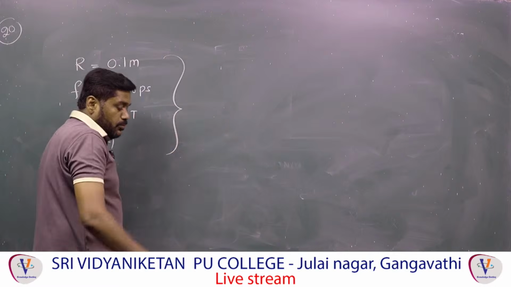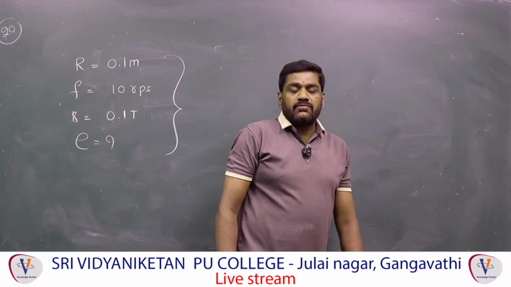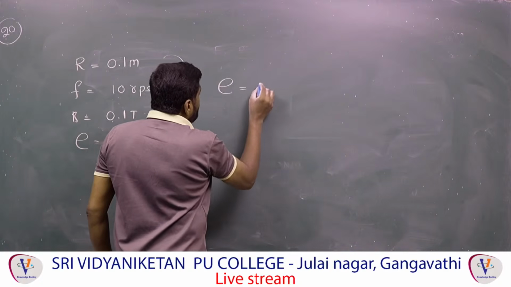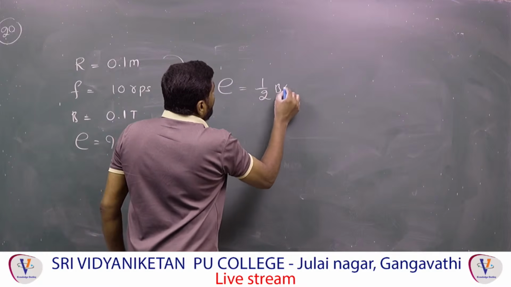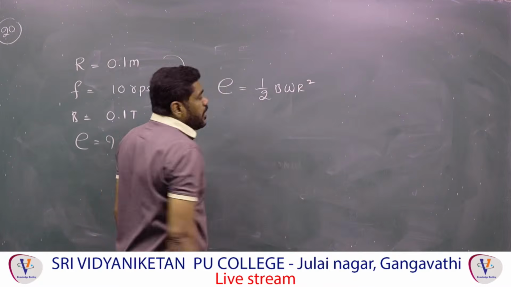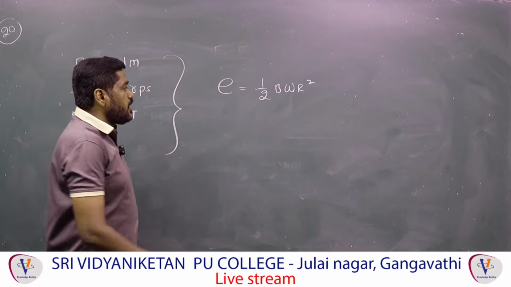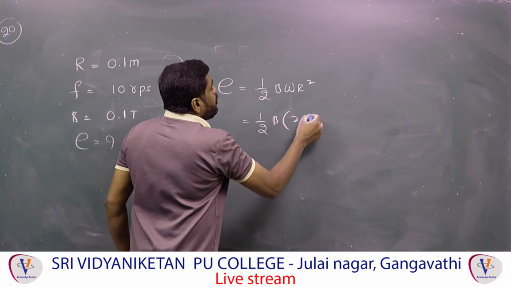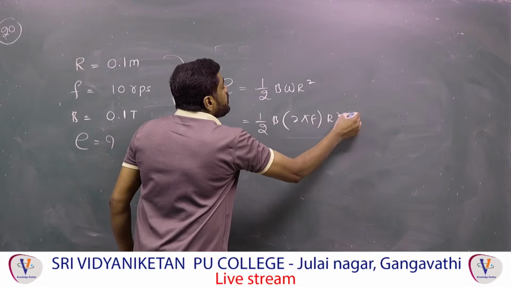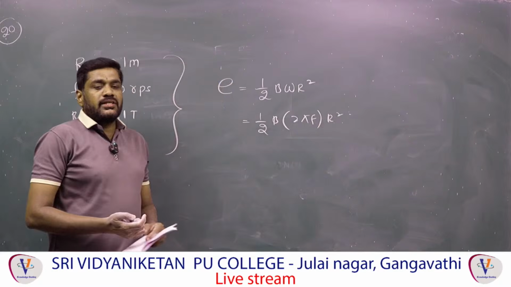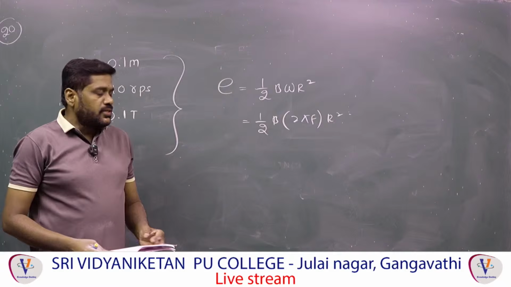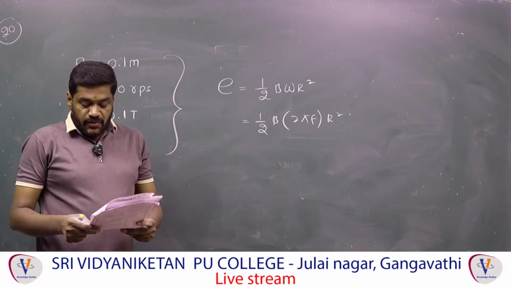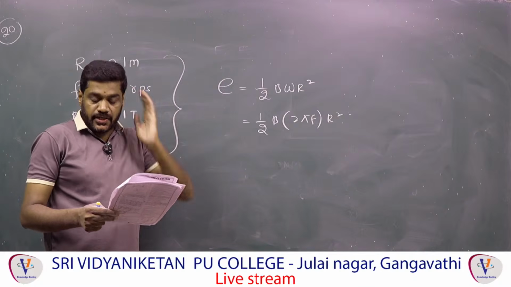In the case of motional EMF in a rotating system, the formula is E is equal to half B omega R square. So half B omega R square is equal to half B into 2 pi F into R square, where omega you can change as 2 pi F, nothing else. So substitute all values properly, and you will get one of the options, the second option is the correct one.